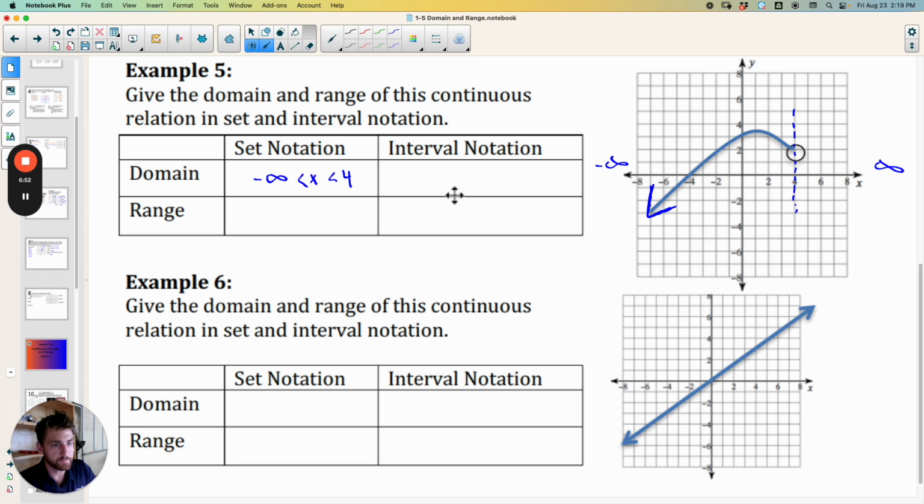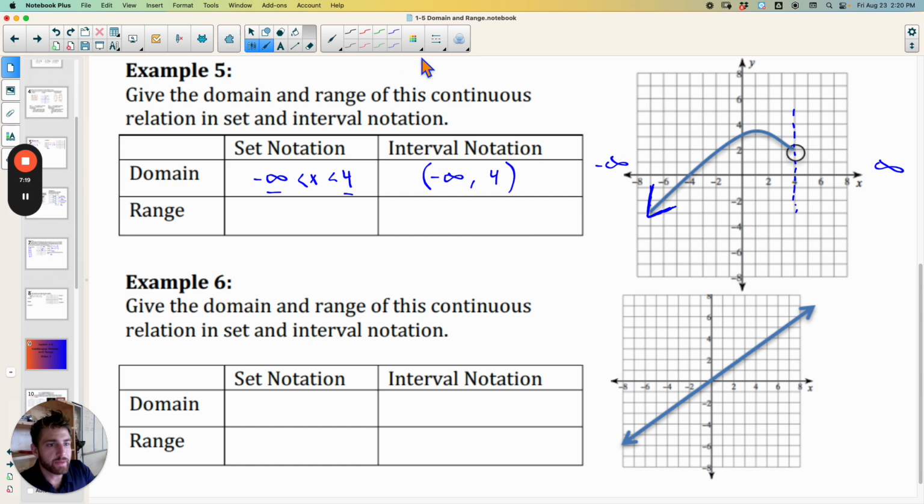So let's come over here. Because I'm using just less than symbols, I'm only going to be using parentheses, and you're going to use the same values that are here and here. So we'll do negative infinity to 4. Okay, so that is the same thing. And then infinity, you can just do by drawing a sideways 8. That's the best way to think about that. So that's domain. All right, now let's talk about range.